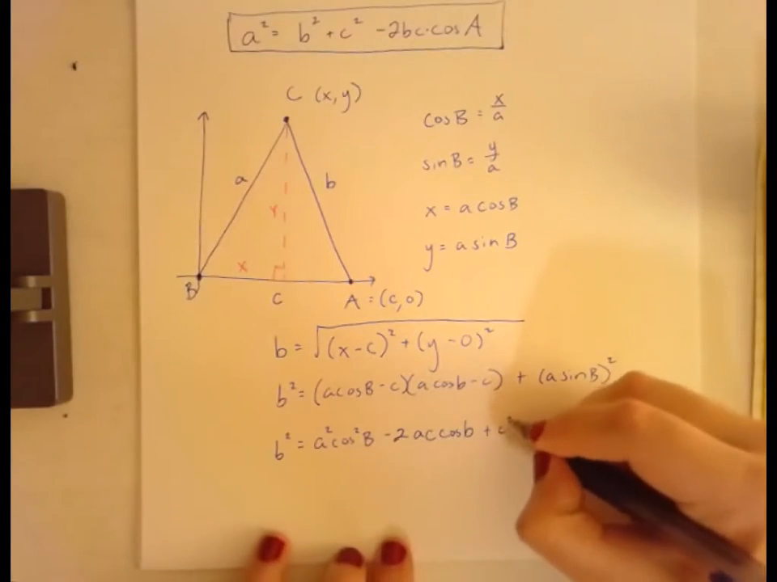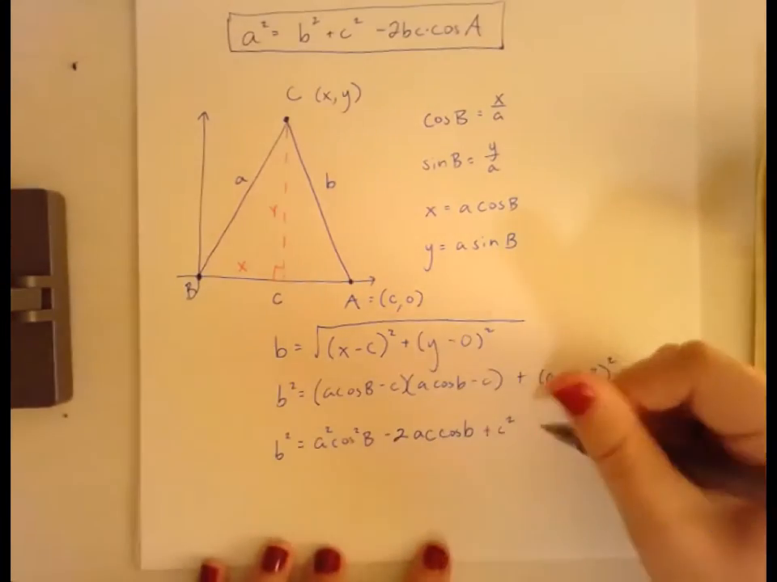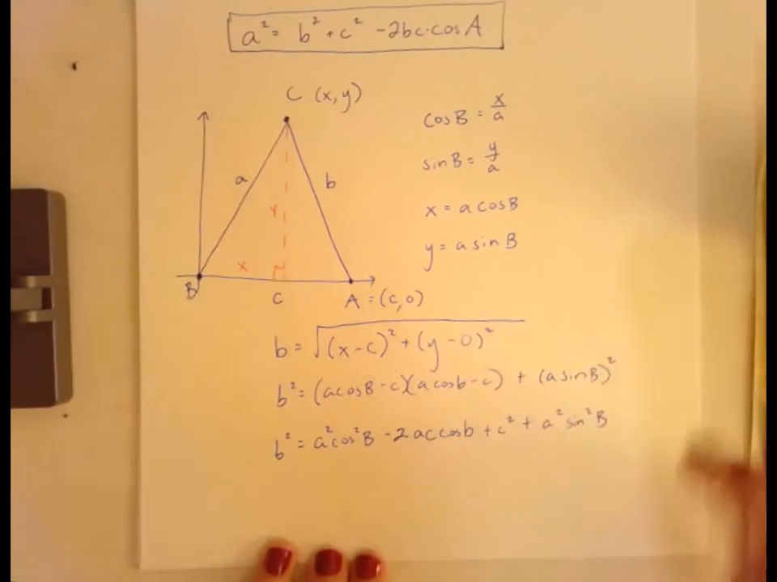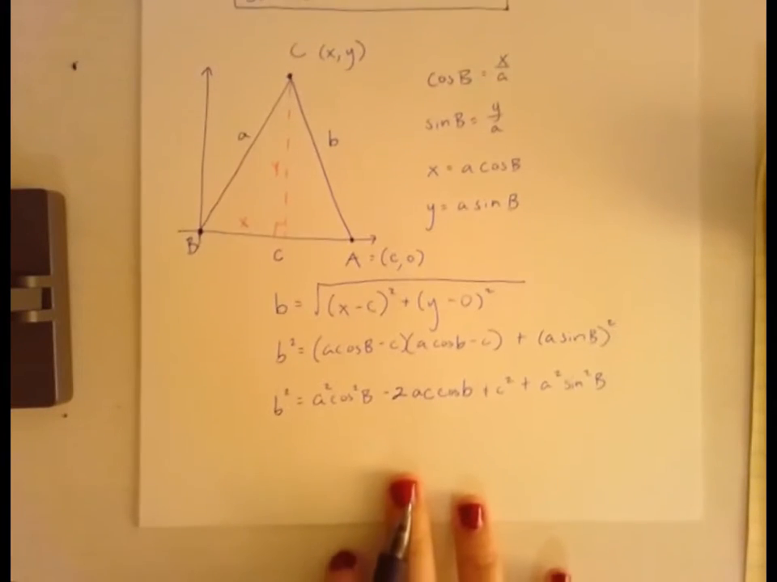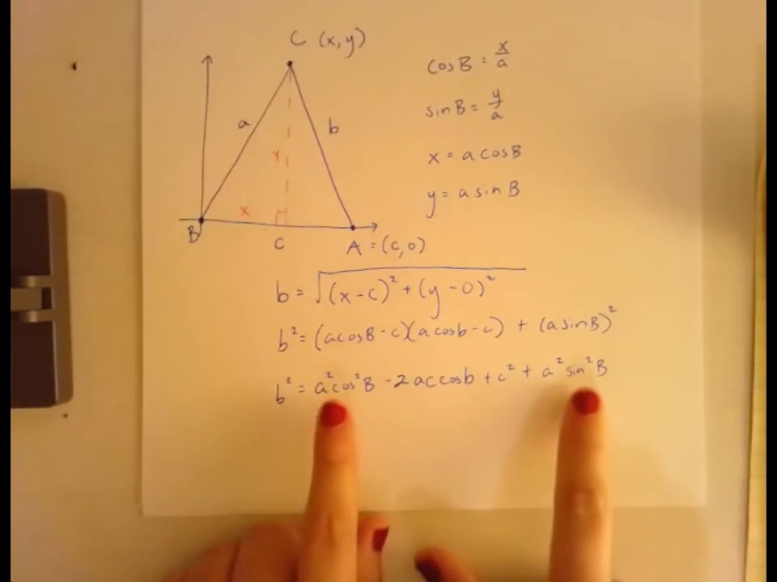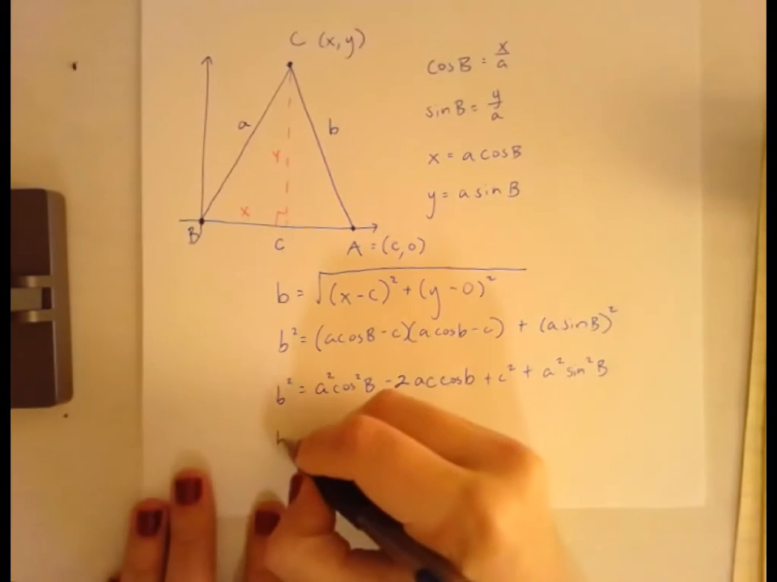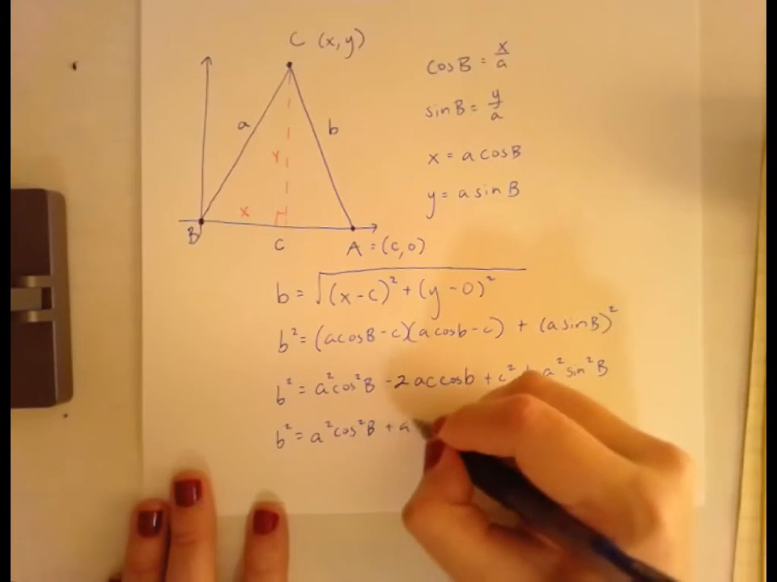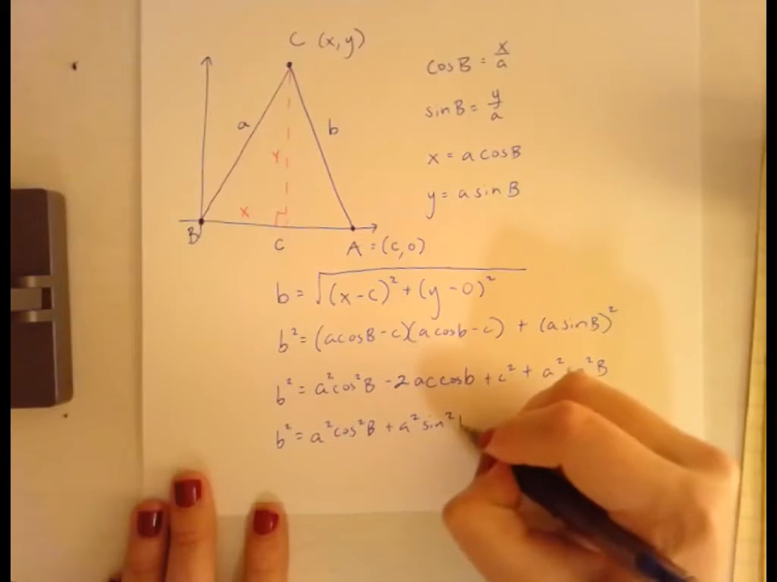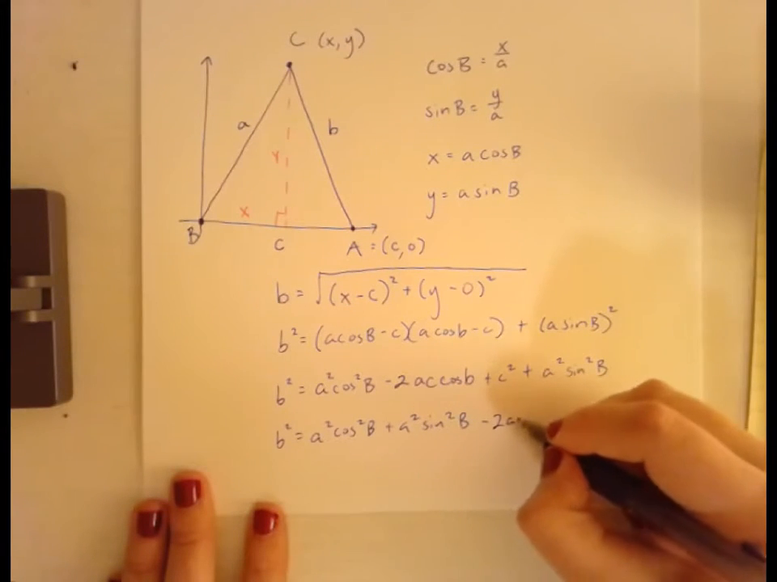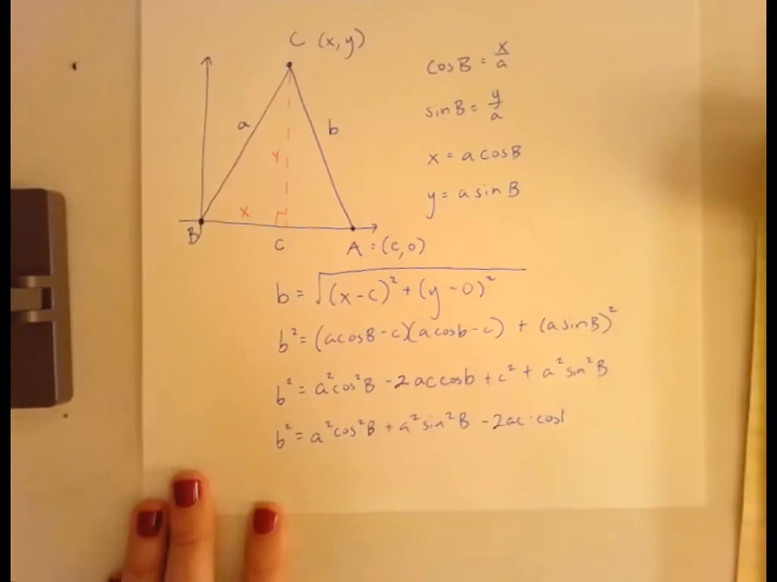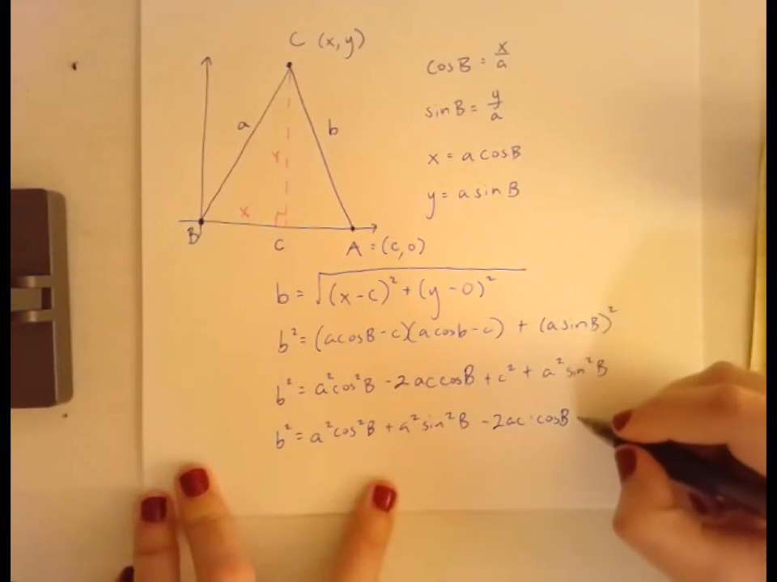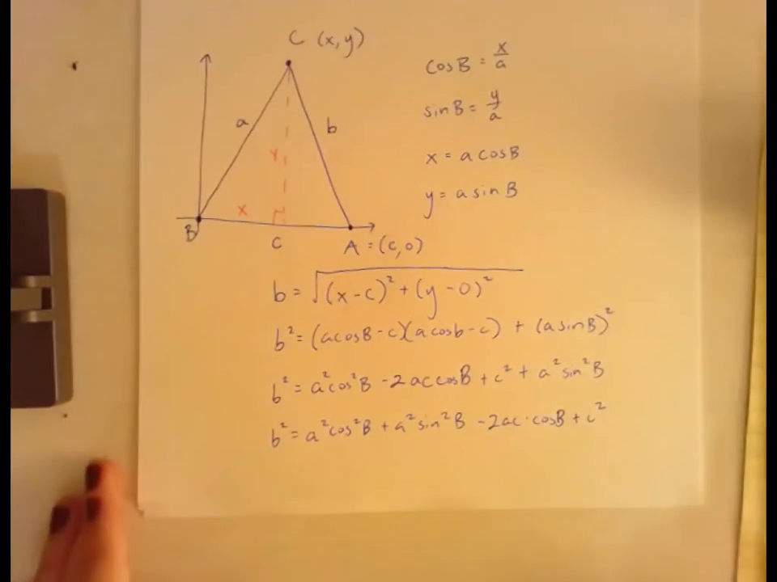And then I end with plus c squared for that binomial. And then over here I have the last term, a squared sine squared B. Again, very similar steps as before. I'm going to group the two terms that both have an a squared. B squared equals a squared cosine squared B plus a squared sine squared B. And then I have my minus 2ac cosine, that's a capital letter B, my bad, cosine B plus c squared.